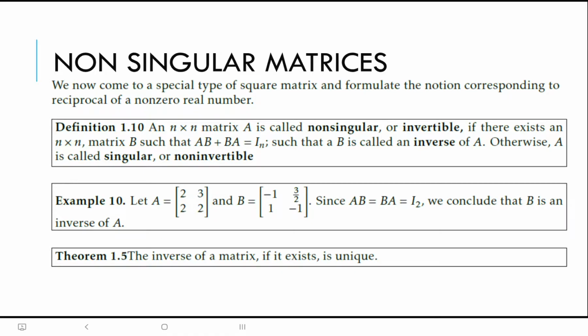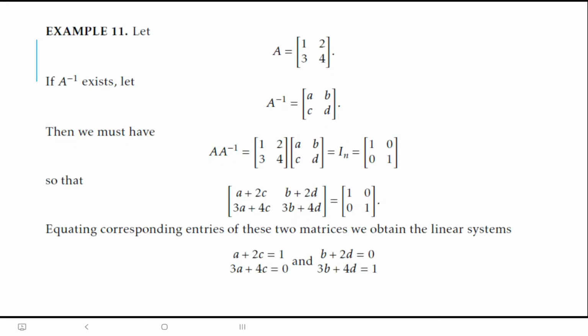Okay? The inverse of a matrix, so we have here theorem 1.5, the inverse of a matrix if it exists is unique. Okay? So, isa lang yung inverse ng ating matrix. So, kung meron tayong matrix and nag-exist yung inverse niya, yung inverse na yun ay nag-iisa lang. Wala ka ng ibang mahanap na matrix. Okay, so sir, paano po ba natin mahahanap yung inverse?